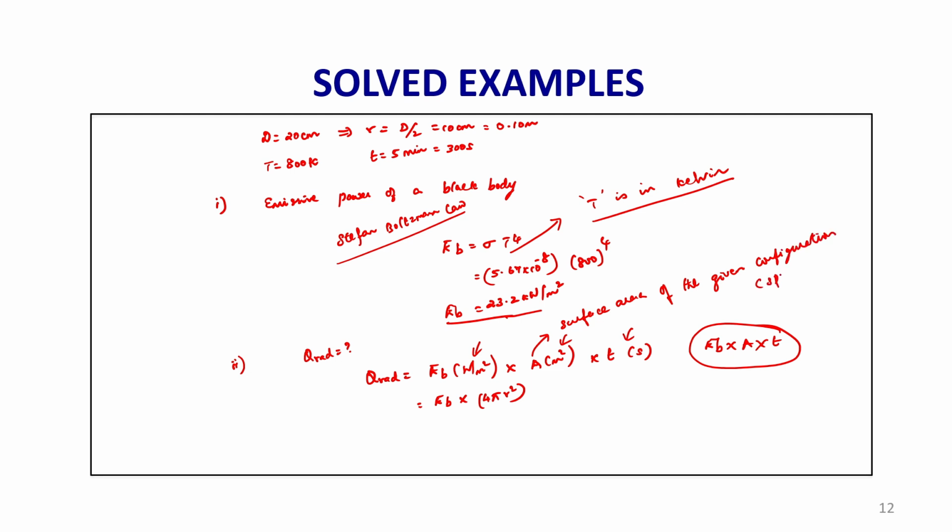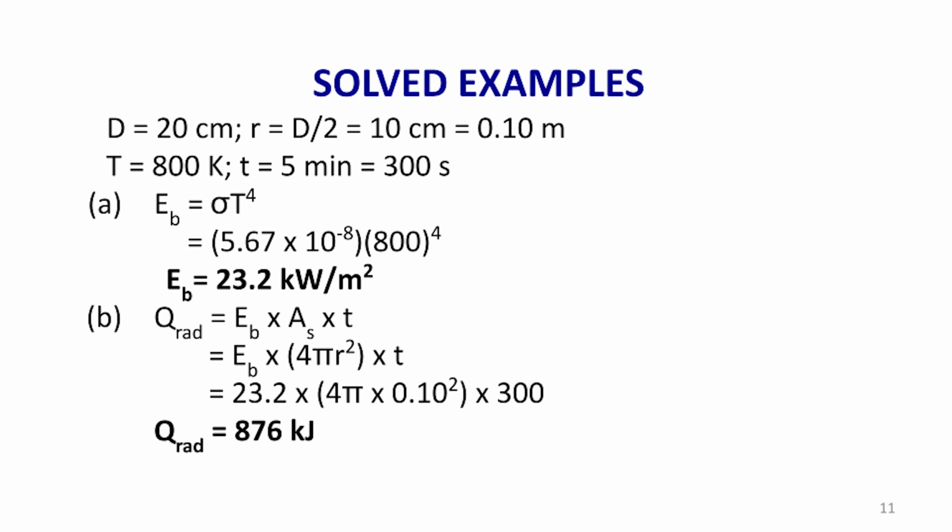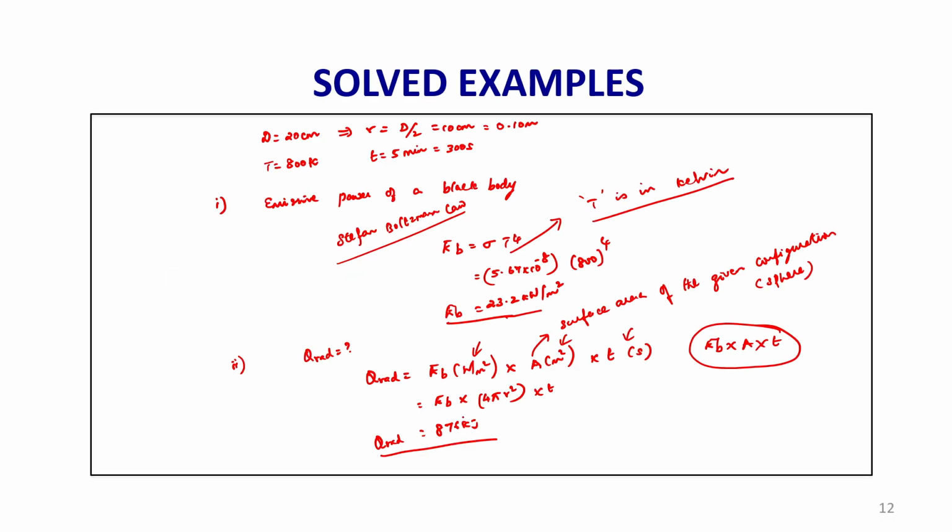Which is nothing but a sphere. So 4 pi r square into T. So all the values we know. We have calculated E suffix B 23.2 into 4 pi r square. Or you can substitute in the diameter also, r equal to d by 2. So it will be d square by 4, pi by 4 d square into time in second. This should be in seconds. So the amount of radiation is 876 kilojoules.